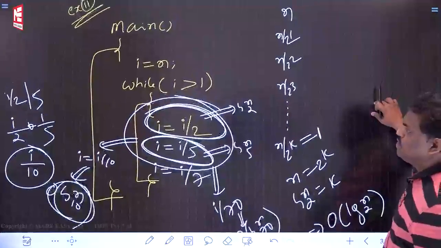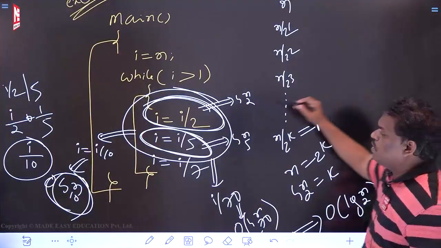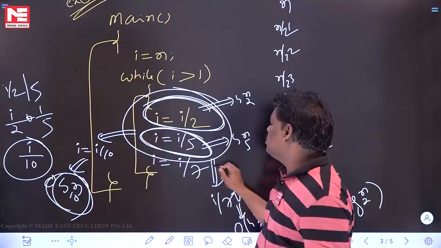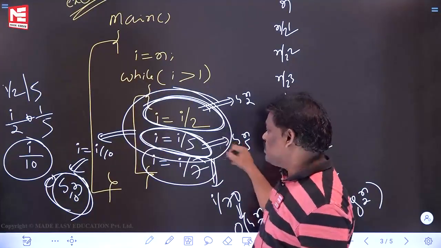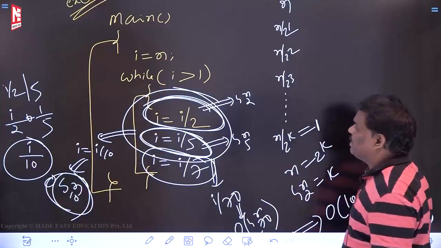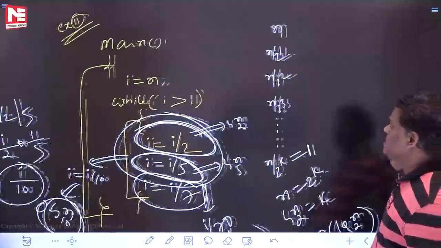Let us see the next problem also. Can you say what is the answer of this problem? Only the first one, log n base 2. Only the second one, log n base 5. Only the third one, log n base 7. Only the first two, log n base 10. All three, log n base 70. Right? See the next problem.